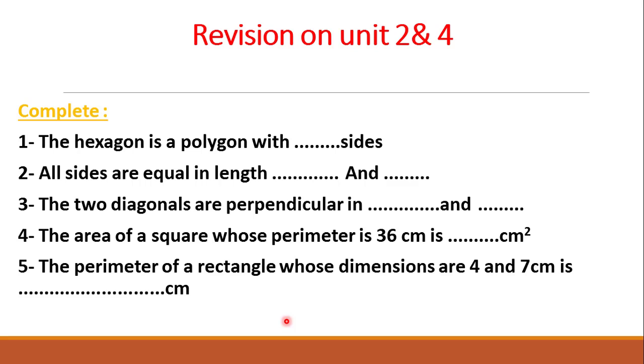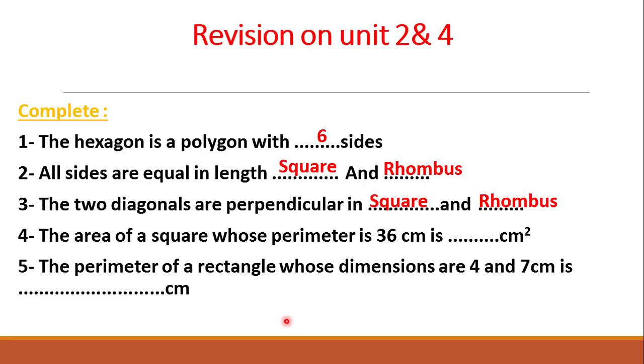Number 1. The hexagon is a polygon with how many sides? Hexagon, 6. Yes, 6 sides. Number 2. All sides are equal in length in which two quadrilaterals? Square and rhombus. Yes, square and rhombus. Number 3. The two diagonals are perpendicular in, of course, square and rhombus. Yes, square and rhombus.